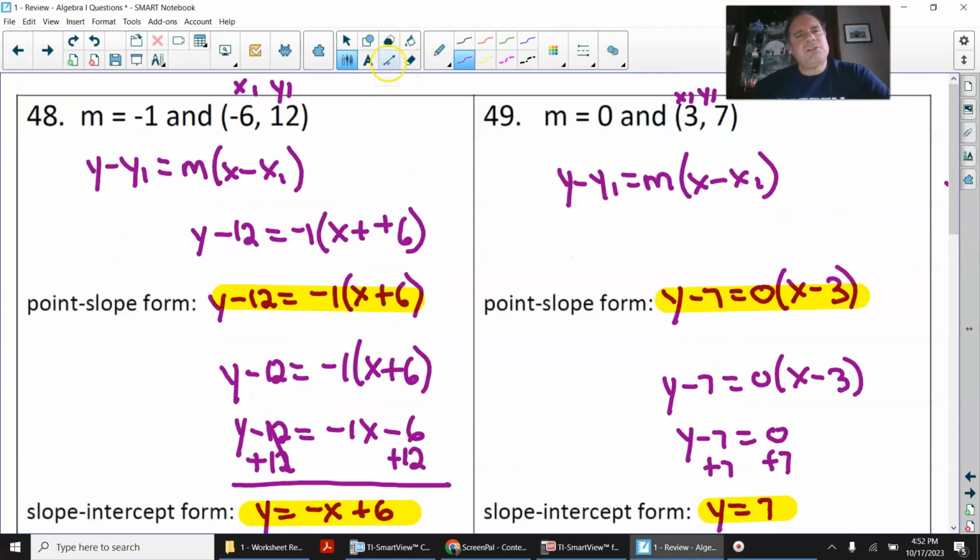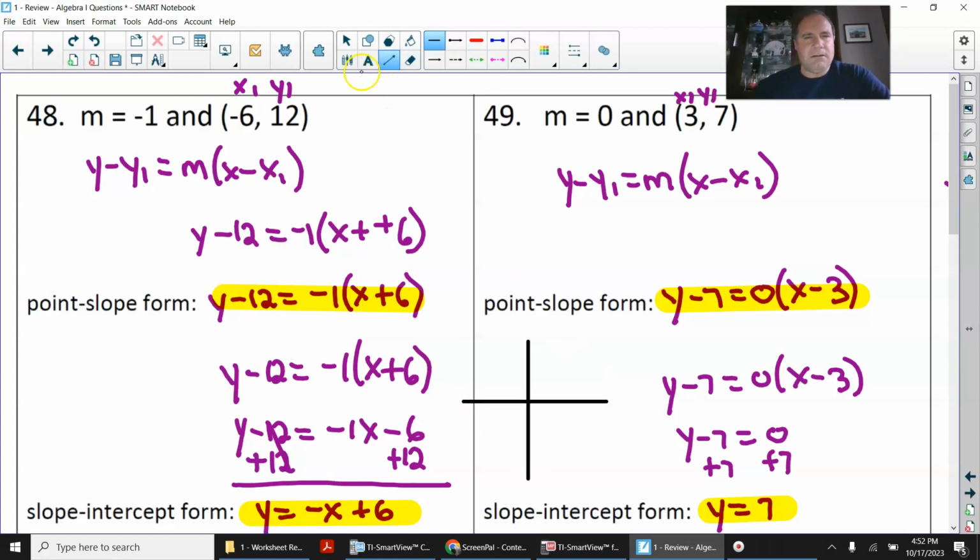So just remember, I just wanted to talk about this for a second. If you're thinking, oh wow, what is y equals 7? We have a y here and an x here. So a y, if you think about y equals 7, that's this line.